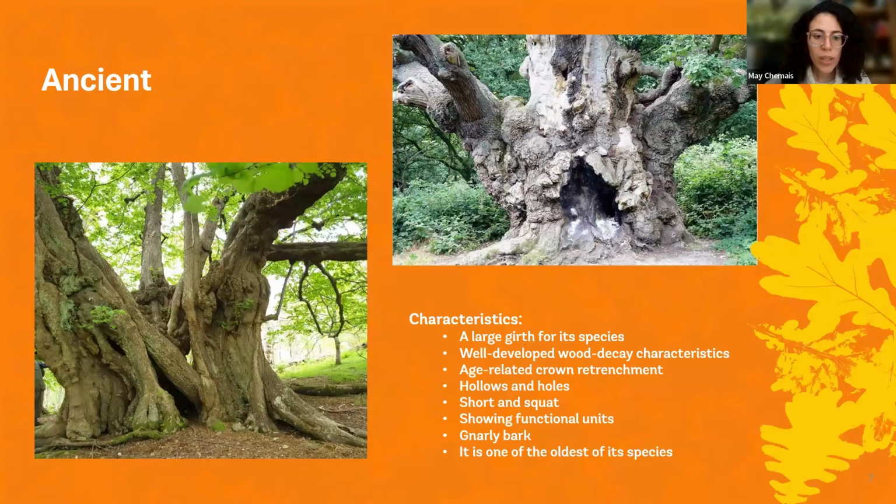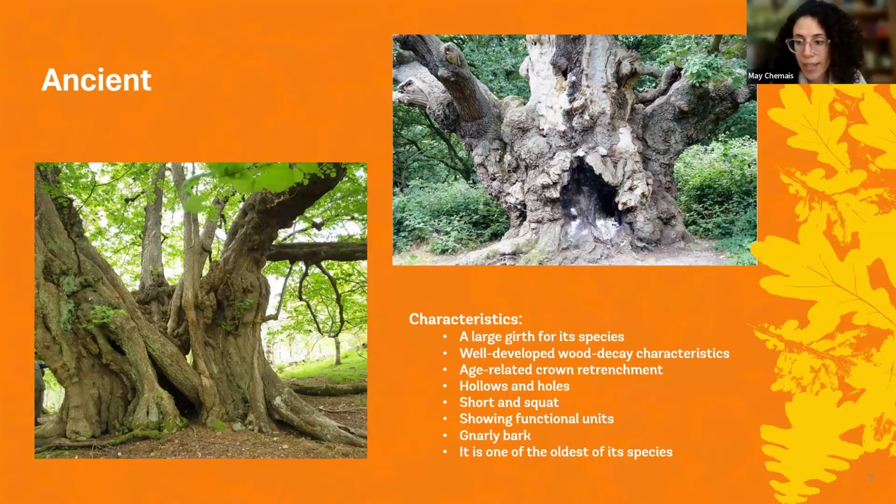And then one thing they'll also do, interestingly, is show functional units. So what that means is basically they split into different columns, and this is kind of their way of continuing on their lives. So, in a way, when we get older, our skin gets more prune-like, I suppose. Trees just tend to split up into these different columns the older they get. So that's a sign of an ancient tree as well. And they have gnarly bark, so they just have a typically gnarly appearance.